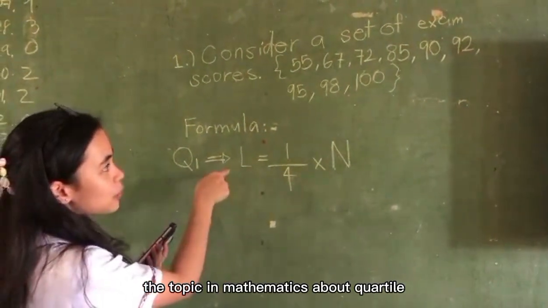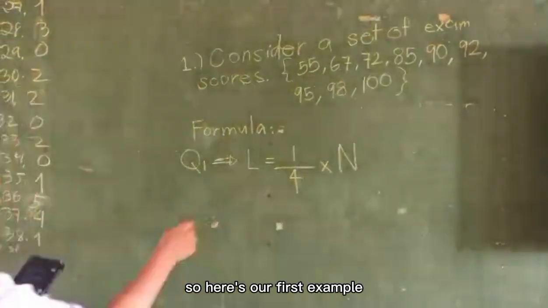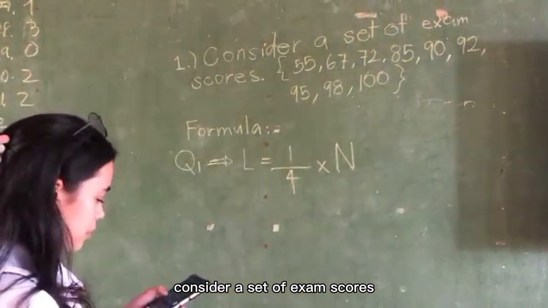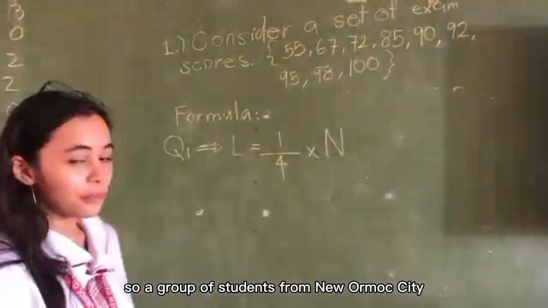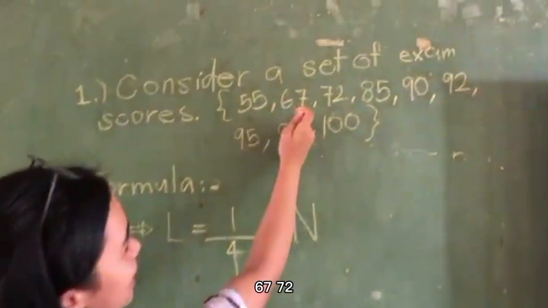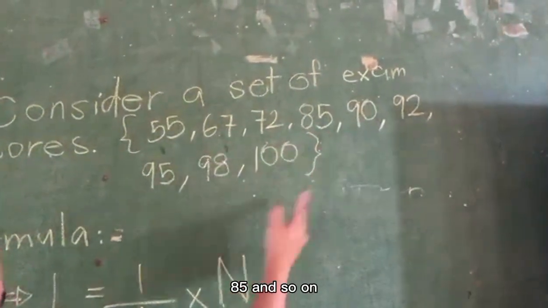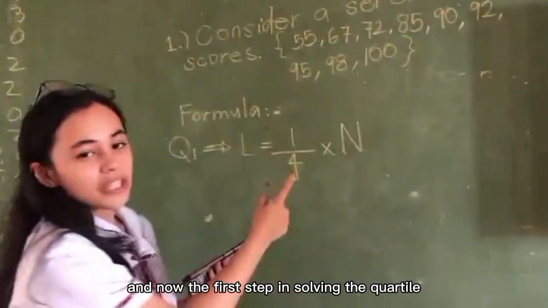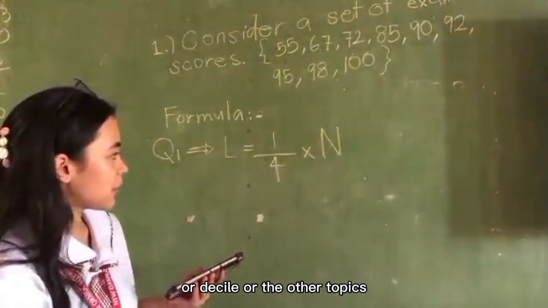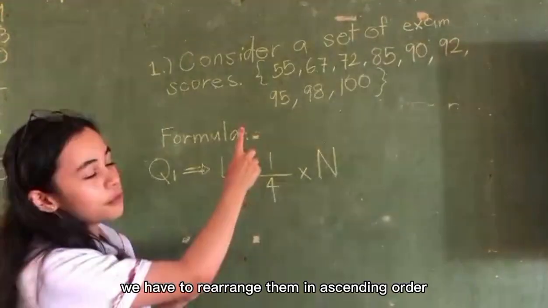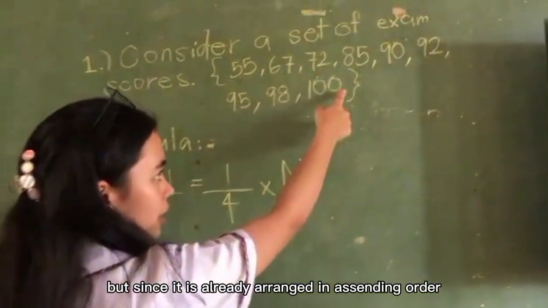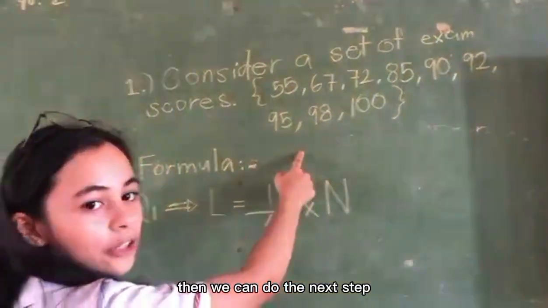Mathematics about quartile. So here is our first example. Consider a set of exam scores. A group of students from New Ormoc City National High School got scores of 55, 67, 72, 85, and so on. The first step in solving quartile or decile or the other topics is to rearrange them in ascending order. But since it is already arranged in ascending order, we can do the next step.